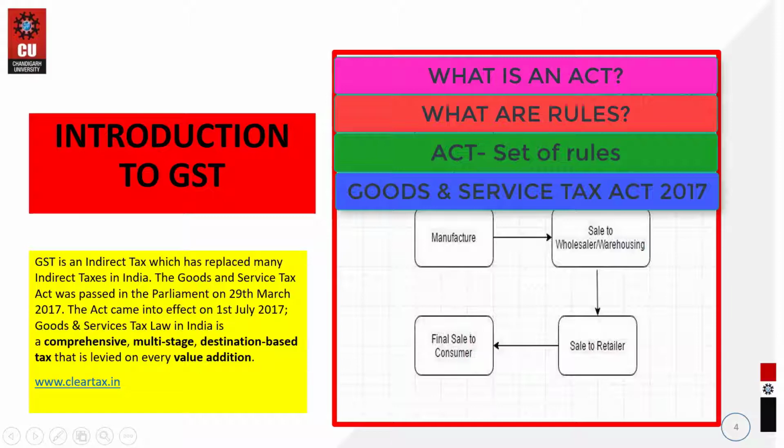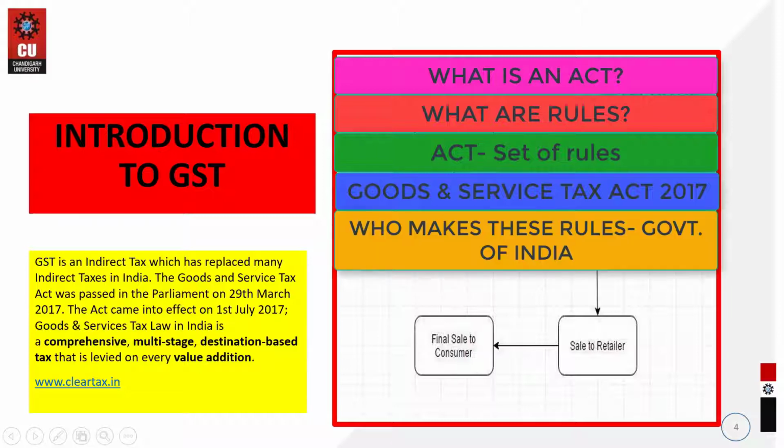So the Goods and Service Tax Act 2017 is nothing but a book containing rules which was prepared by the Government of India in 2017. It is a book containing rules and regulations regarding supply of goods and services, that is, how tax will be levied depending upon different situations and conditions in which the transaction has taken place. So I think I have made myself clear that an act is a set of rules.